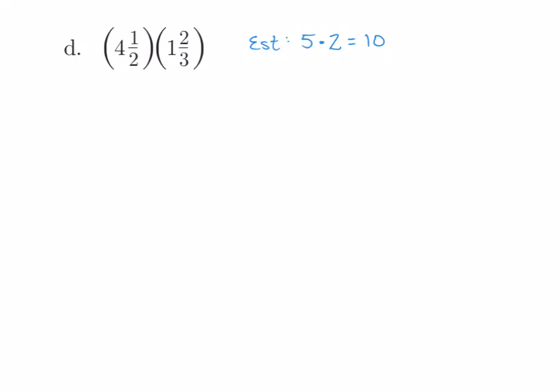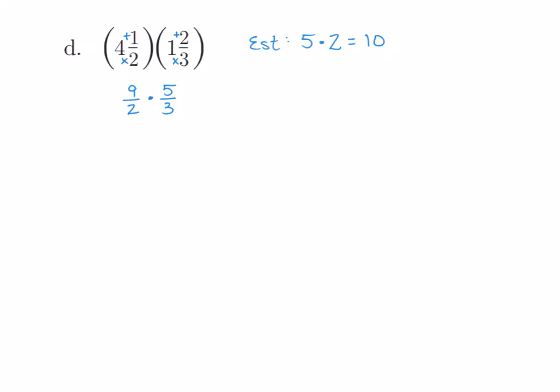All right, let's go ahead and convert to improper. We get 2 times 4 is 8, plus 1 is 9. Keep the denominator the same, so we get 9 over 2. For the other one, we get 3 times 1 is 3, plus 2 is 5, over 3.